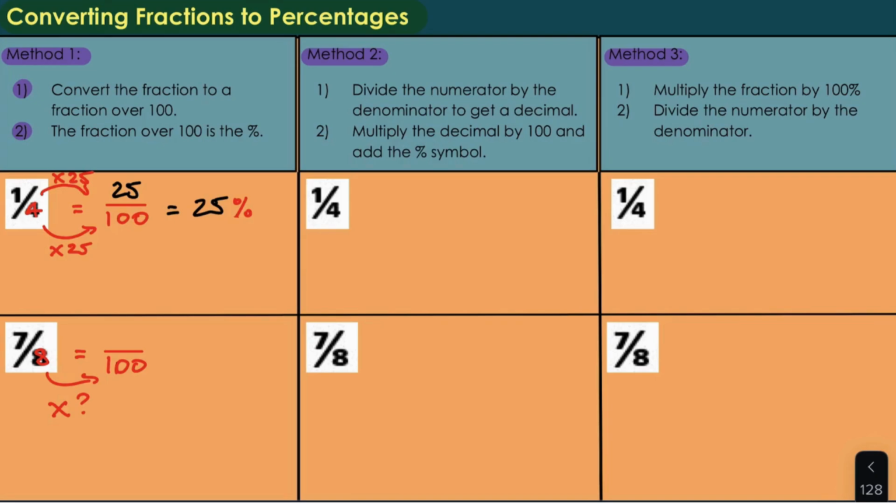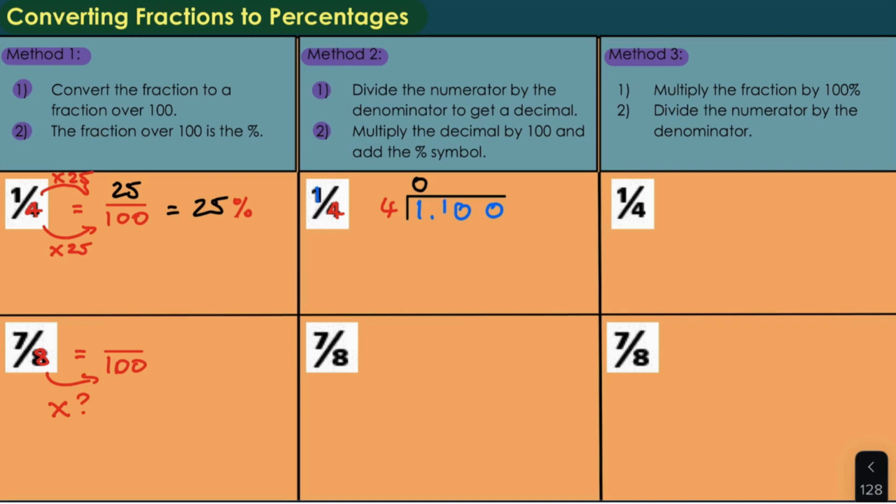So, method 2, we also have two steps. Step 1, divide the numerator by the denominator to get a decimal. Let's use bus shelter division. So 1 is the same as 1.00. Our divisor 4 is on the outside. How many 4's go into 1? 0 4's go into 1. And the remainder is 1.